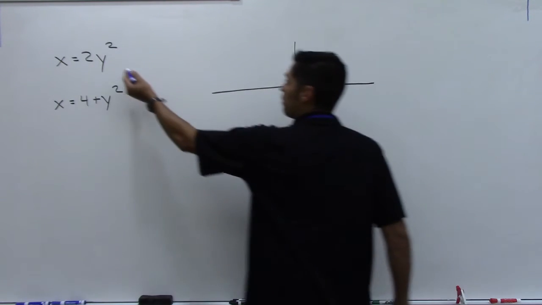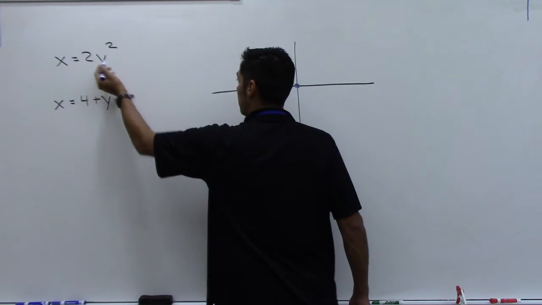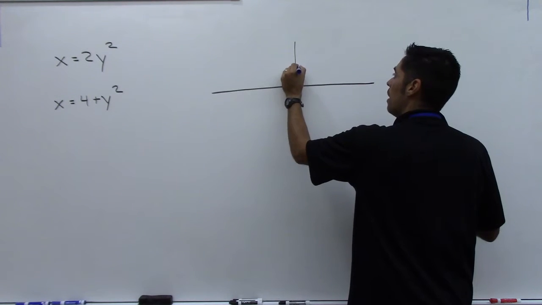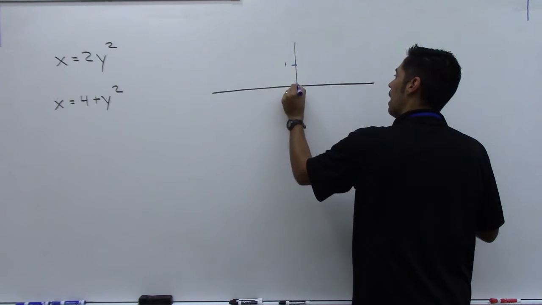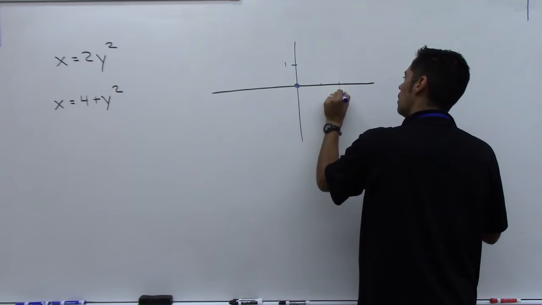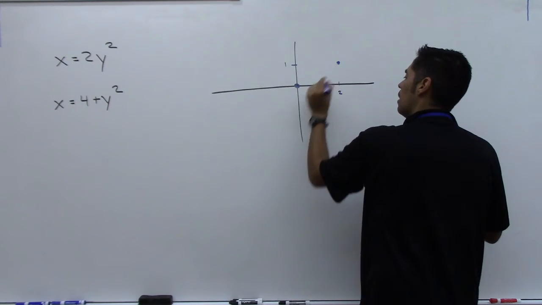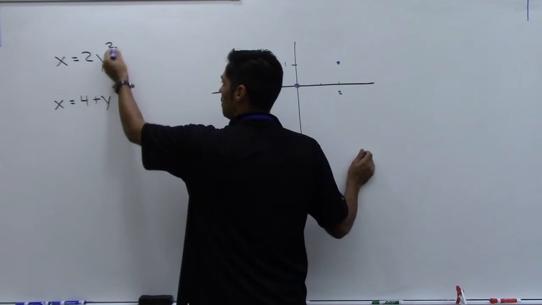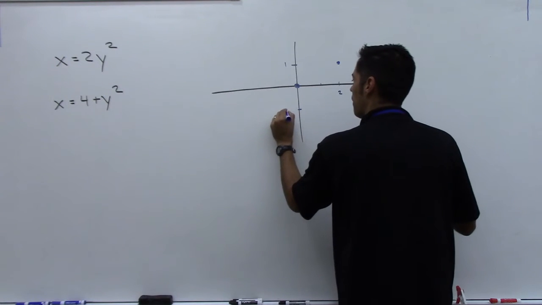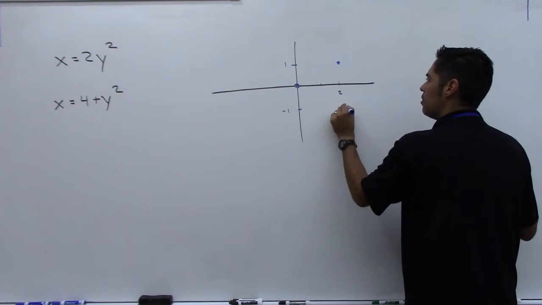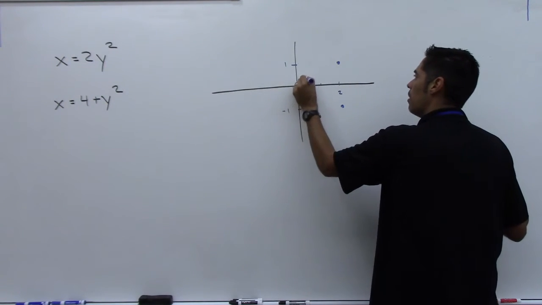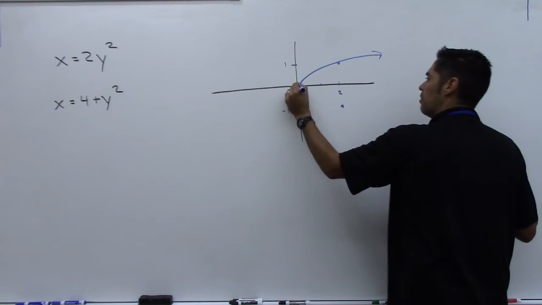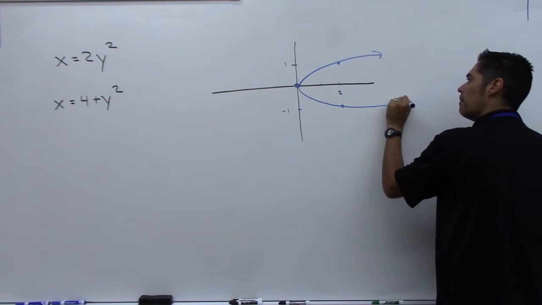So if you plug in 1 for y, square it, you get 2 times that. So if y is 1, x is 2 here. If y is negative 1, same thing happens. x is 2, and of course this is also a parabola because it's x equals something times y squared.